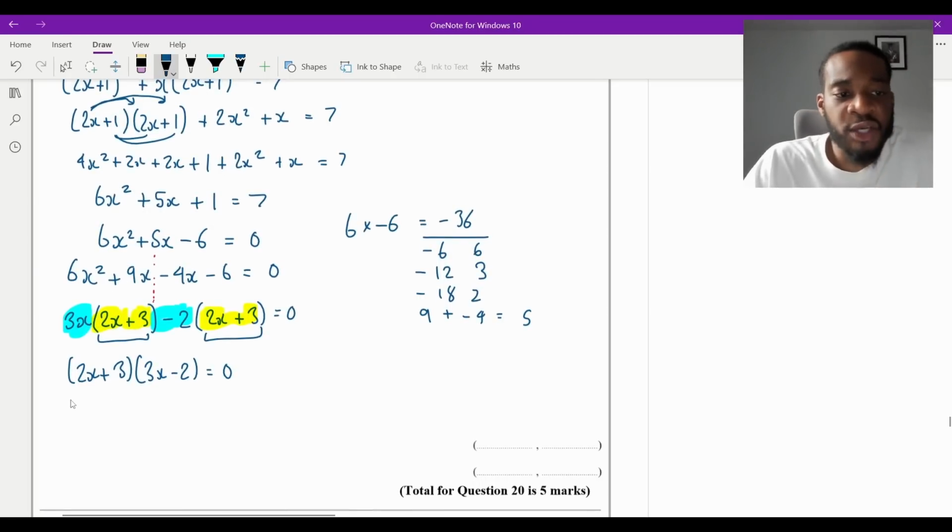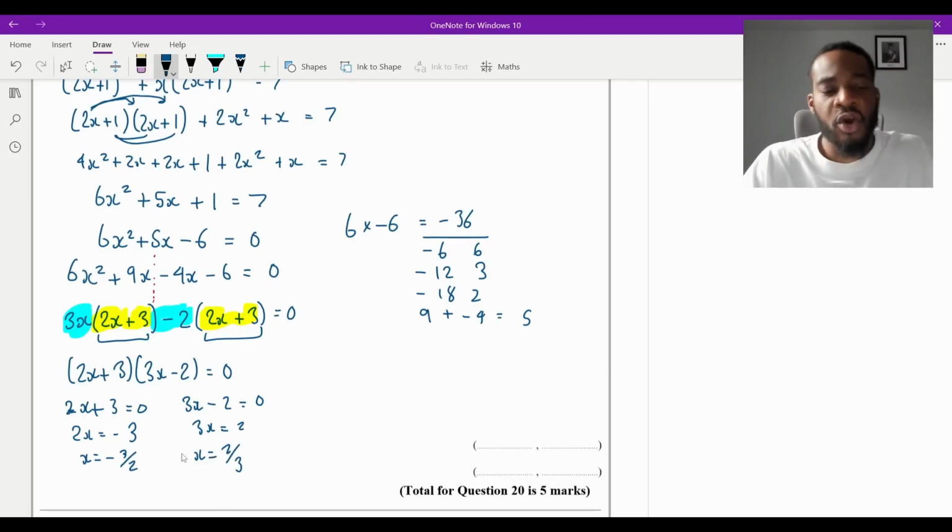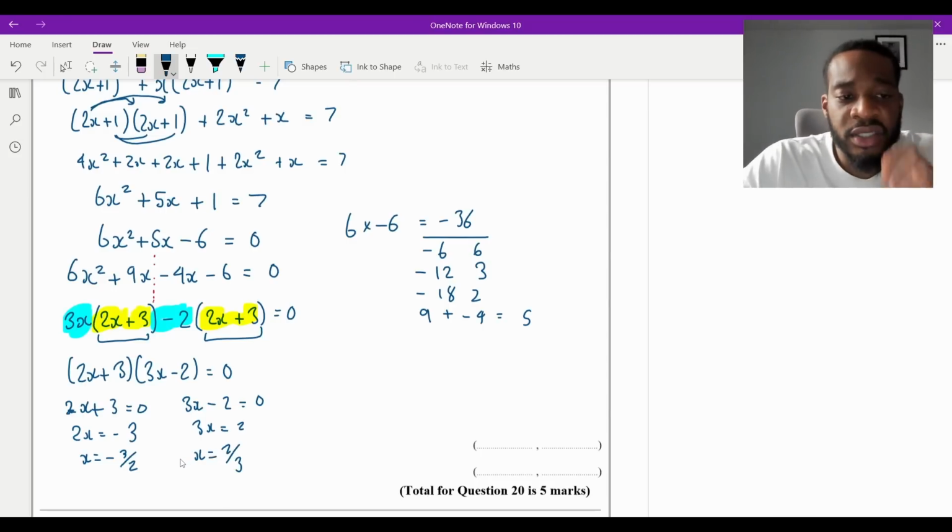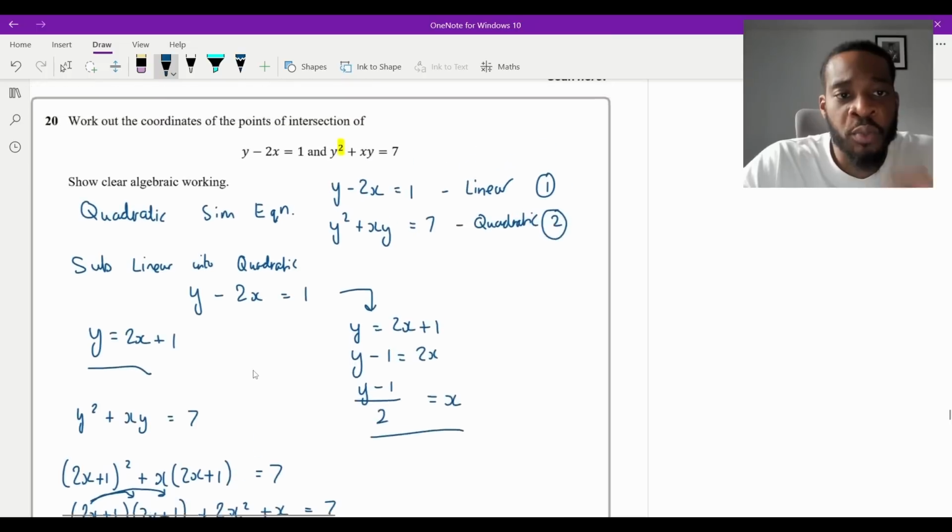To get our values of x, you make each of these brackets equal to 0. So 2x plus 3 is going to equal 0. That means that 2x is going to equal minus 3. That means x is going to equal minus 3 over 2. That's one answer. And then this one's going to be 3x minus 2 is equal to 0. That means that 3x is equal to 2. That means that x is equal to 2/3. Perfect. Okay. So now, remember, they've asked us to solve quadratic simultaneous equation, the points of intersection.